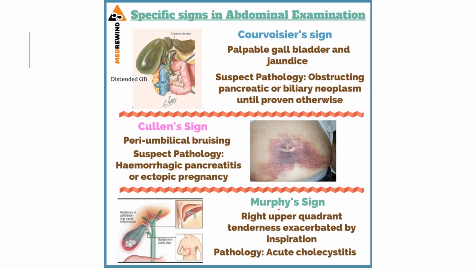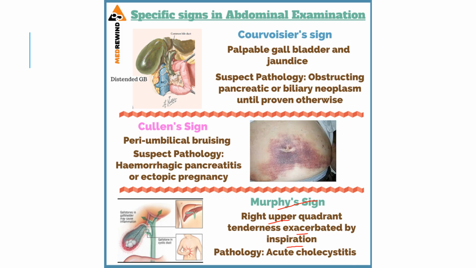So this is what Murphy's sign is. There is right upper quadrant tenderness exacerbated by inspiration. How do you elicit Murphy's sign? The patient is supine, you are trying to palpate the abdomen. Always palpate in a manner that you identify which area is tender. So you do a soft palpation. You can also see the temperature, if there is any localized rise in temperature. When you elicit tenderness, first always go for soft palpation to look if there is any rigidity or guarding. Then you do a bit of deep palpation.